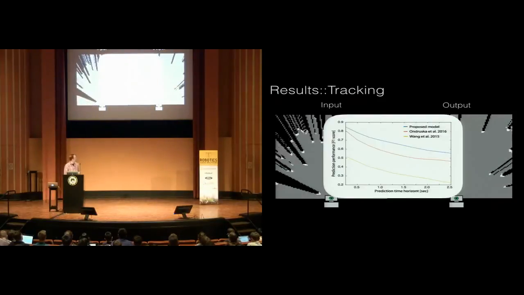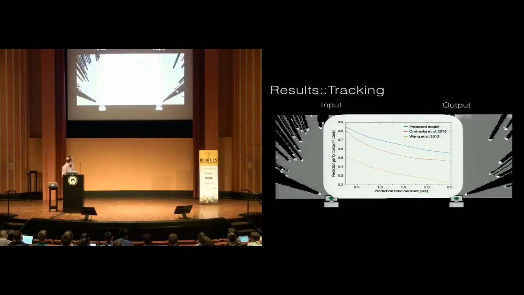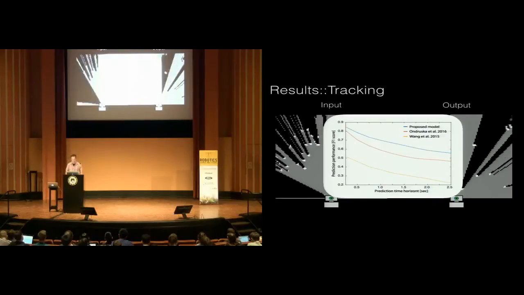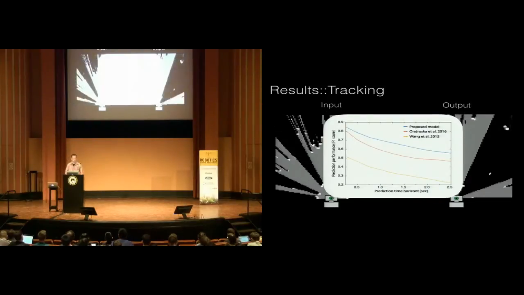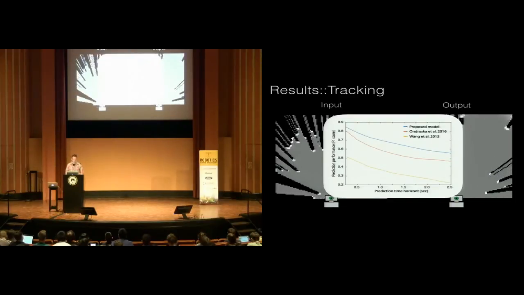We benchmark this against our own deep tracking work. So we're in blue here, our own deep tracking work in orange. We beat that with the updated architecture. We also compare it against a state-of-the-art, more traditional approach of model-free tracking in the literature. And both methods outperform that quite a bit.